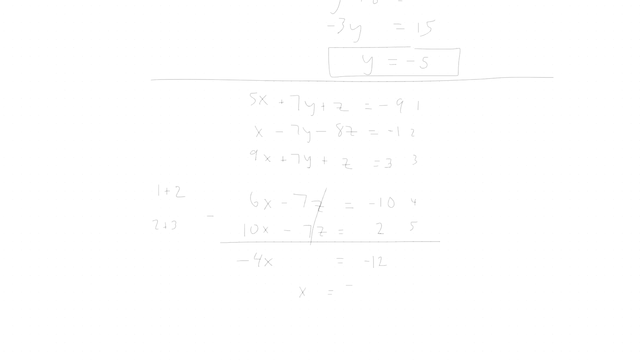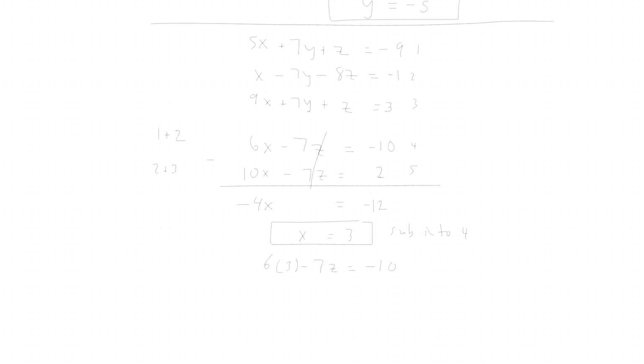Now we're going to substitute into, say, 4. So we know that x is 3. So 6 times 3 minus 7 times z equals -10. 6 times 3 is what? That's 18. Okay, good. 18 minus 7z equals -10.